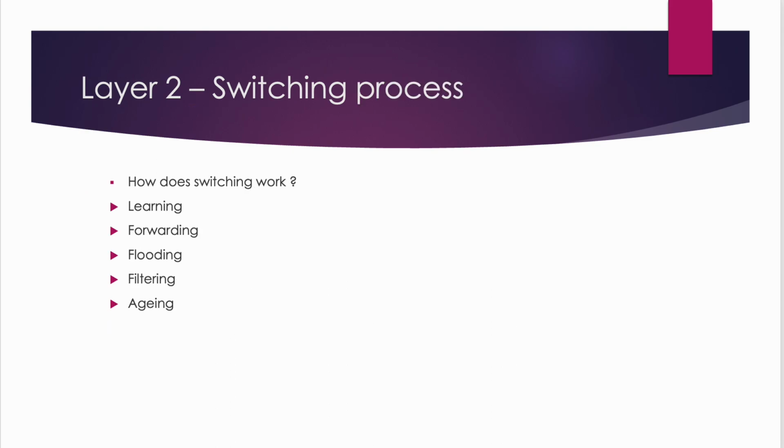Going on to the next slide, this is what I was describing, the switching process. This is how the switch builds and maintains the table so that it has not just a table of MAC addresses, but also an accurate, up-to-date table of MAC addresses. So we'll go through each one of these. We already described the learning process. That is where the switch is learning the source MAC address of all the devices connected to the LAN.